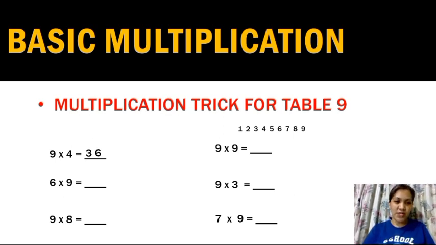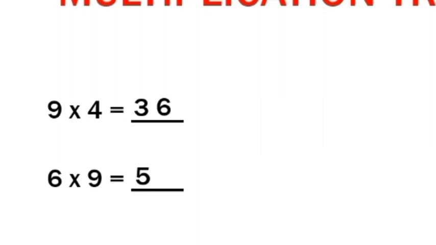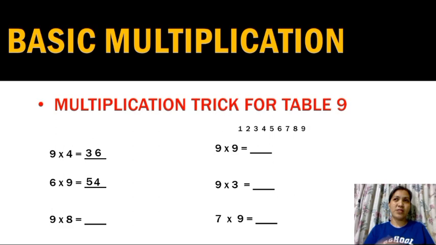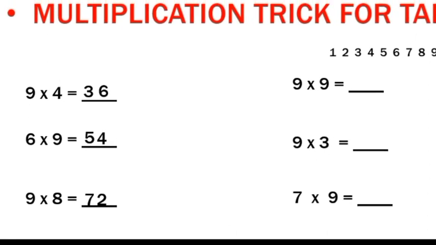Again, other factor is 6. Ano ba yung number bago yung 6? Which is 5. And then, 9 minus 5 is 4. So, the product of 6 times 9 is 54. Again, we have, so the number before 8 is 7, and then 9 minus 7 is 2. So, the product is 72. Okay, next. Ganun din.